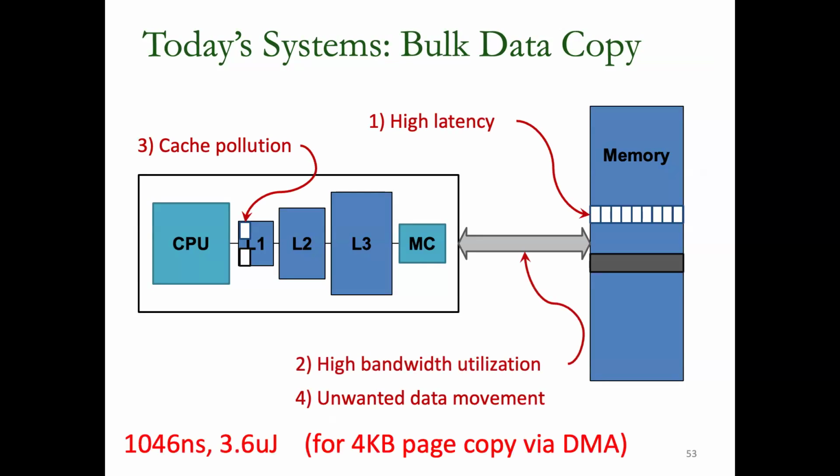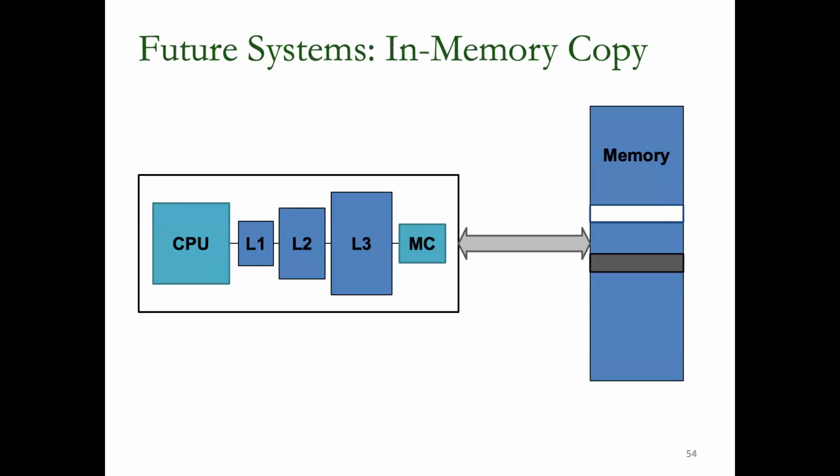So in a modern system, for a small 4 kilobyte page copy, going through just the memory controller without disturbing the caches, it takes about 1,000 nanoseconds and 3.6 microjoules. I'm going to give you a mechanism that reduces that significantly. Now, if you show that picture to a 10-year-old child and ask, how do I do this copy? Maybe they would come up with, oh, why don't you just go through memory, right? They're just both sitting there. And that's the idea, basically, in-memory copy. The question is, how do we actually support it? And it's going to be relatively easy.